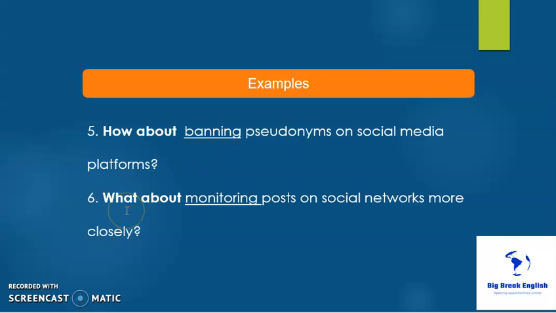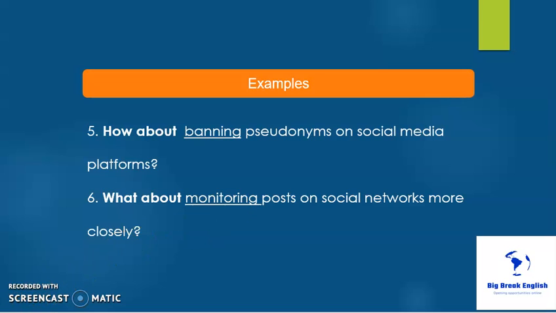And the sixth and final example for today. What about monitoring posts on social networks more closely? Okay, so here monitor is the verb in its base form, and we're going to form the gerund adding ing. So it's monitoring. What about monitoring posts on social networks more closely?